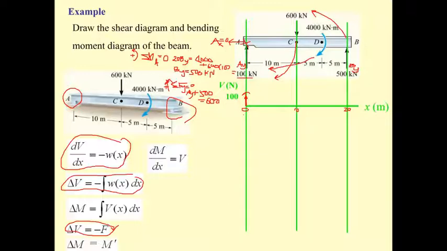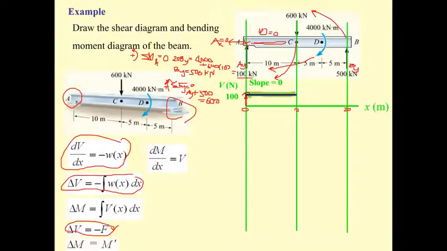And then we have 100. When you move between A and C, there is no w. The w here is 0. That means the slope of the curve in this portion is going to be 0, and the value of the shear force along this region is constant at 100 kilonewton.